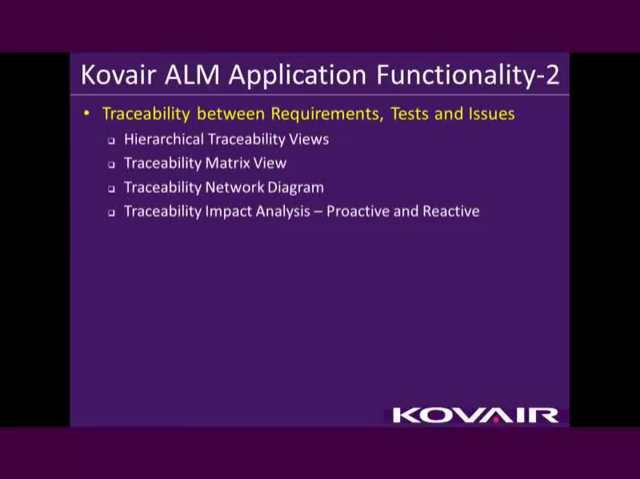As we all know, traceability is one of the most critical components of any ALM system. And Kovair is very rich in traceability. We have a number of different ways of creating traceability as well as managing and viewing them. These traceabilities are, for example, between the same entities, items like requirements. And what is more important, you have the traceability across the entities as well. So you can have the traceability between the requirements and tests, between the tests and issues, etc.